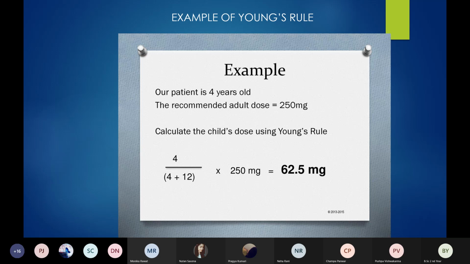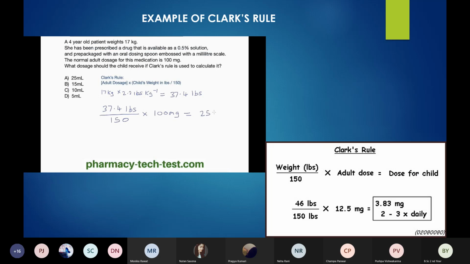Next is Clark's rule. Clark's rule is a little bit complicated compared to the other two formulas, because in this formula we have to use the weight in pounds, not in kg. So first of all, if the weight is given in kg, then we have to convert it into pounds. Let us see the example.